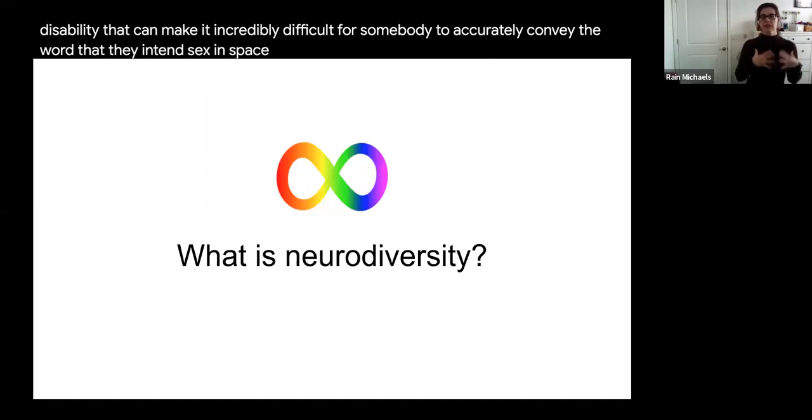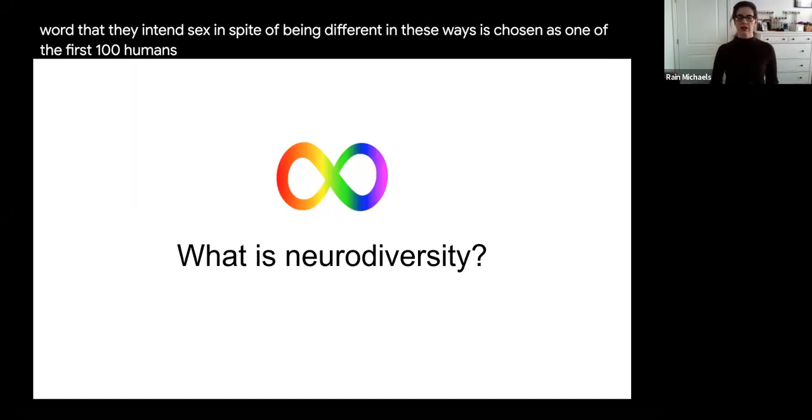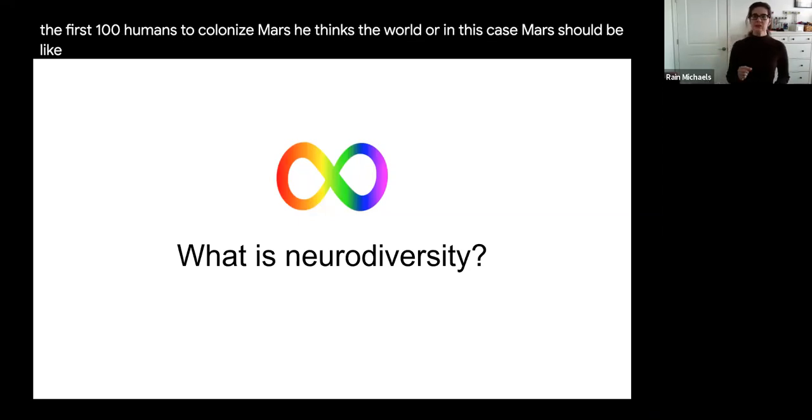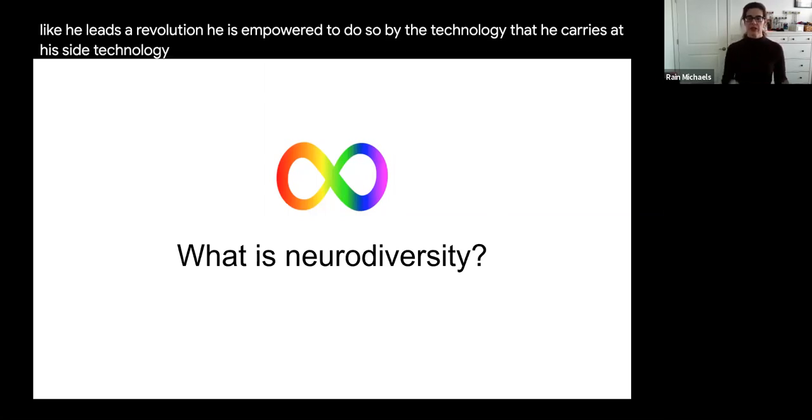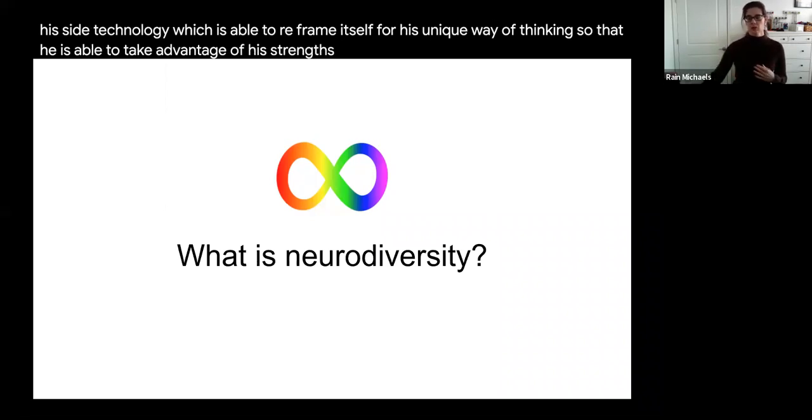Sax, in spite of being different in these ways, is chosen as one of the first 100 humans to colonize Mars. Spurred by the depth of his passion for what he thinks the world, or in this case, Mars, should be like, he leads a revolution. He is empowered to do so by the technology that he carries at his side. Technology which is able to reframe itself for his unique way of thinking so that he is able to take advantage of his strengths and it will accommodate for his weaknesses.